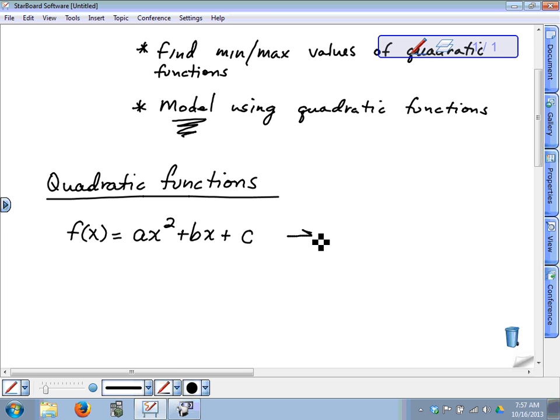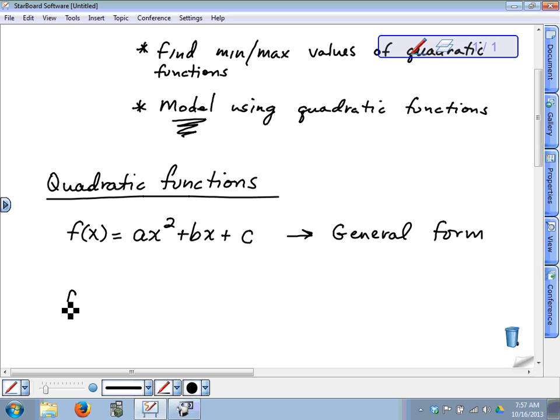This is in what our book calls general form. That's the general form of a quadratic function. Interestingly enough, the textbook you guys used last year in Algebra 2 called this standard form, and most other textbooks do as well, but our book calls this general form. So we'll stick with that, general form.